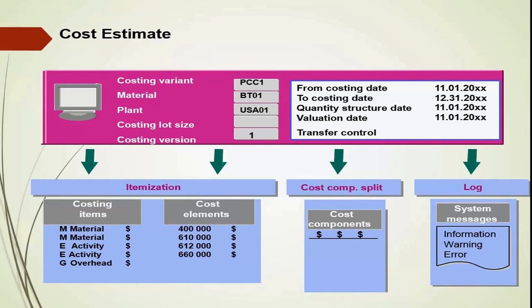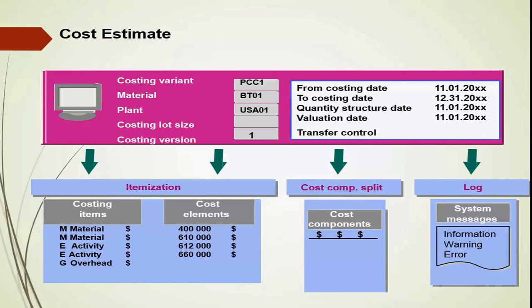Whenever you do a cost estimate for a particular material, you'll have certain key parameters you have to enter in SAP to understand what material. So you need to enter material, what costing variant to use, what plant to use, what should be the costing lot size, and what should be the costing version. Costing lot size, you can leave it blank, so it can take it from the material master.